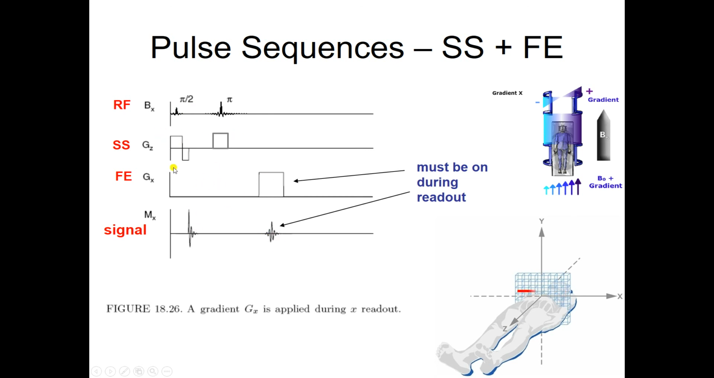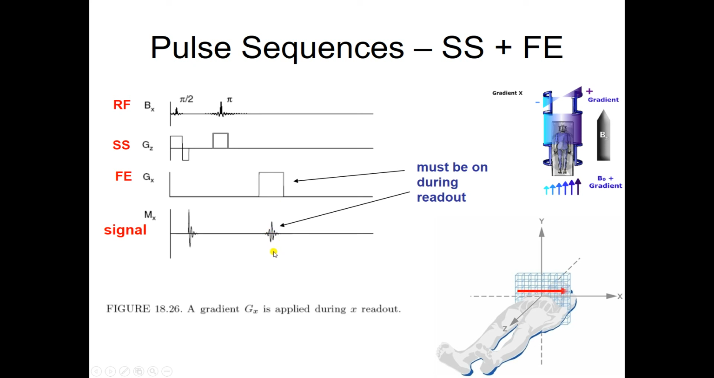Now we've added another line. So this is, I call it FE. They're calling it G for gradient in Z and GX for gradient in X. I call it RF because that's you beaming stuff in, slice selection, and then frequency encode. The frequency encode gradient must be on during readout. We talked about this last time, right? So now you're reading out one particular row through that patient, right? You're reading out one particular row, and to do that, to read out across that row from left to right, this frequency encode gradient has to be on during the readout, during the time of the echo.